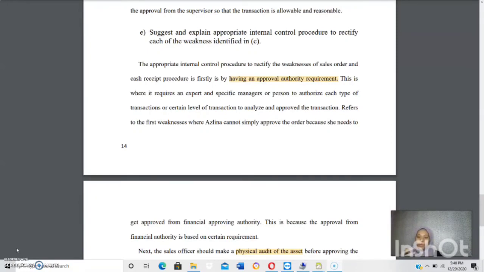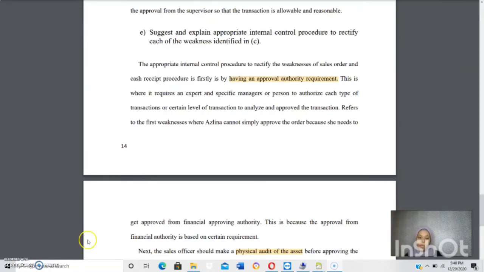When we refer to the first witness, Azlina cannot simply approve the order because she needs to get approval from the financial approving authorities. This is because the approval from financial authorities is based on certain requirements, which Azlina doesn't have.